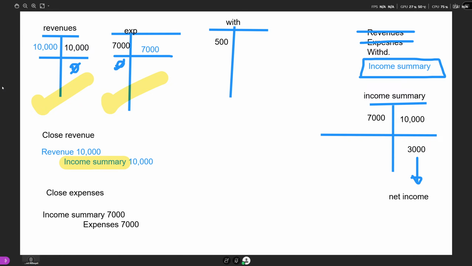Okay, now I need to close this account. So what I need to do is debit or credit this account. Definitely I will debit this account because income 3,000. I close the income summary by debiting 3,000 here. Now I have a balance of 0.